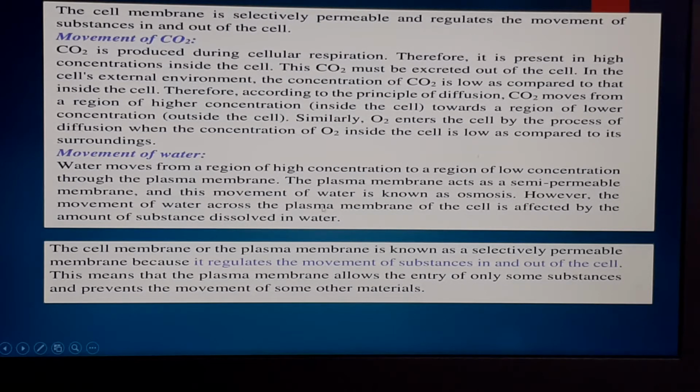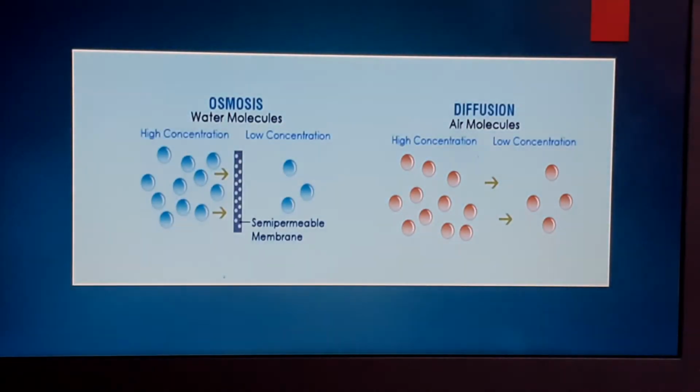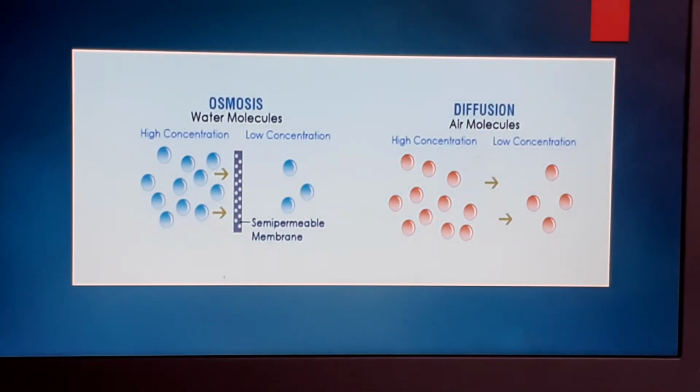What is said to be osmosis? Here the water moves from high concentration to lower concentration through the membrane. The membrane in our cell is the plasma membrane. This is called osmosis. However, the movement of water across the plasma membrane of the cell is affected by the amount of substance dissolved in it. Okay, in this diagram I will explain it to you.